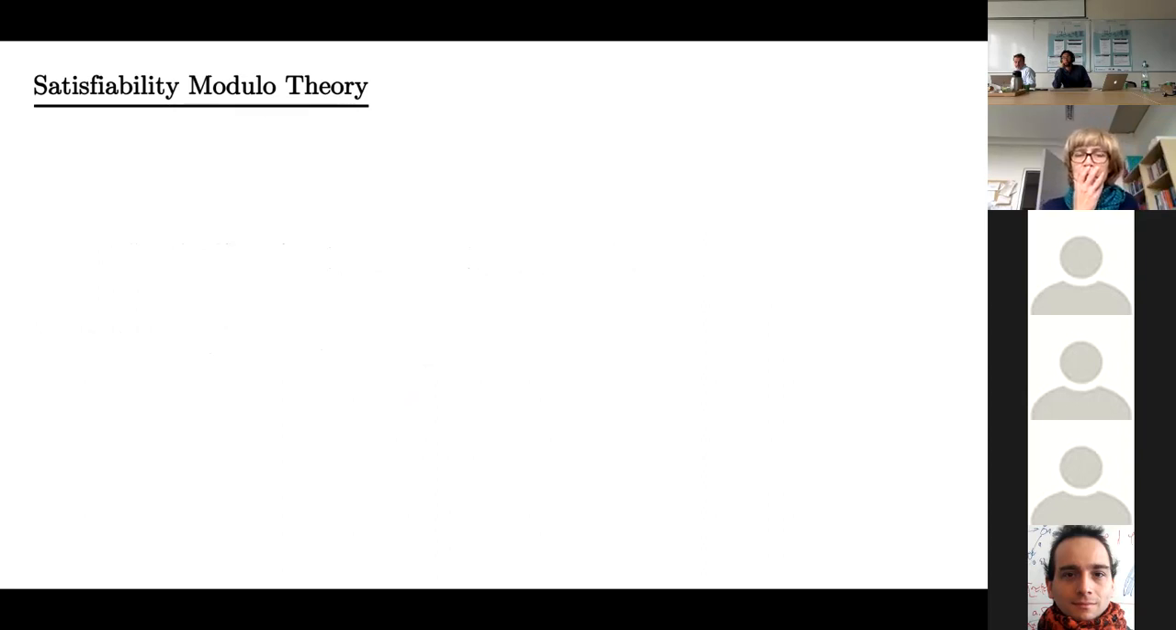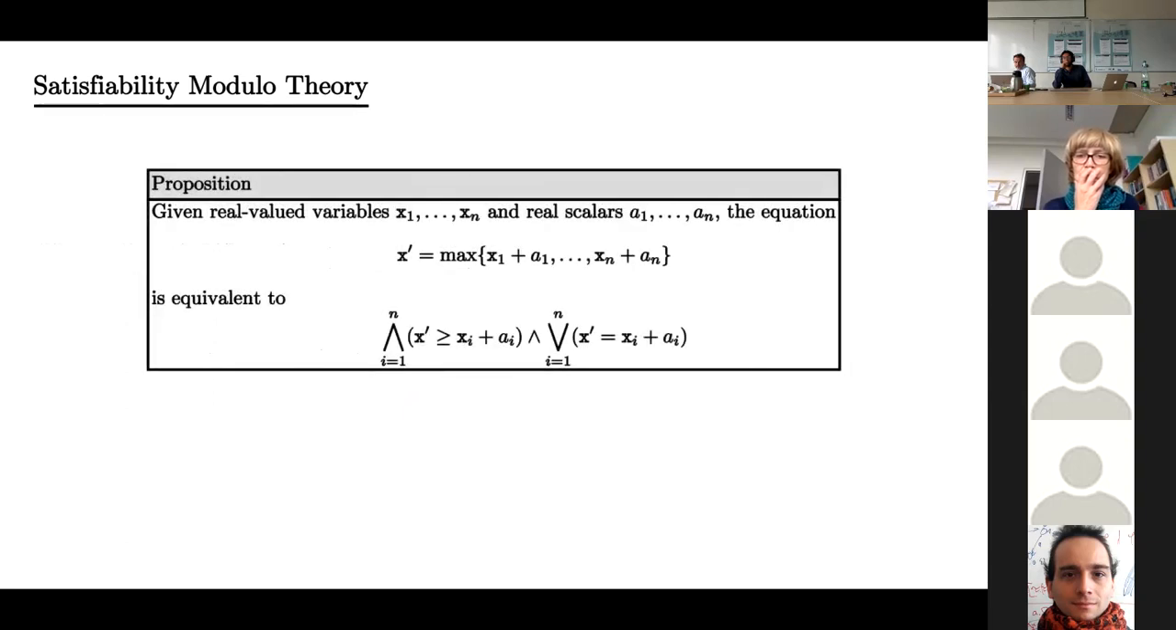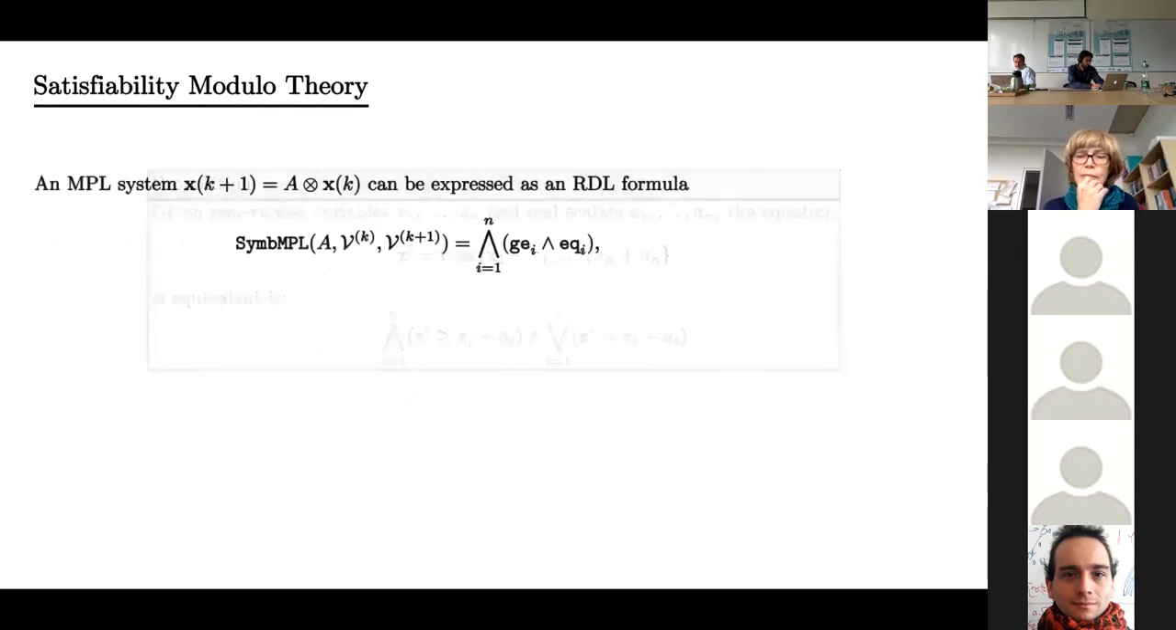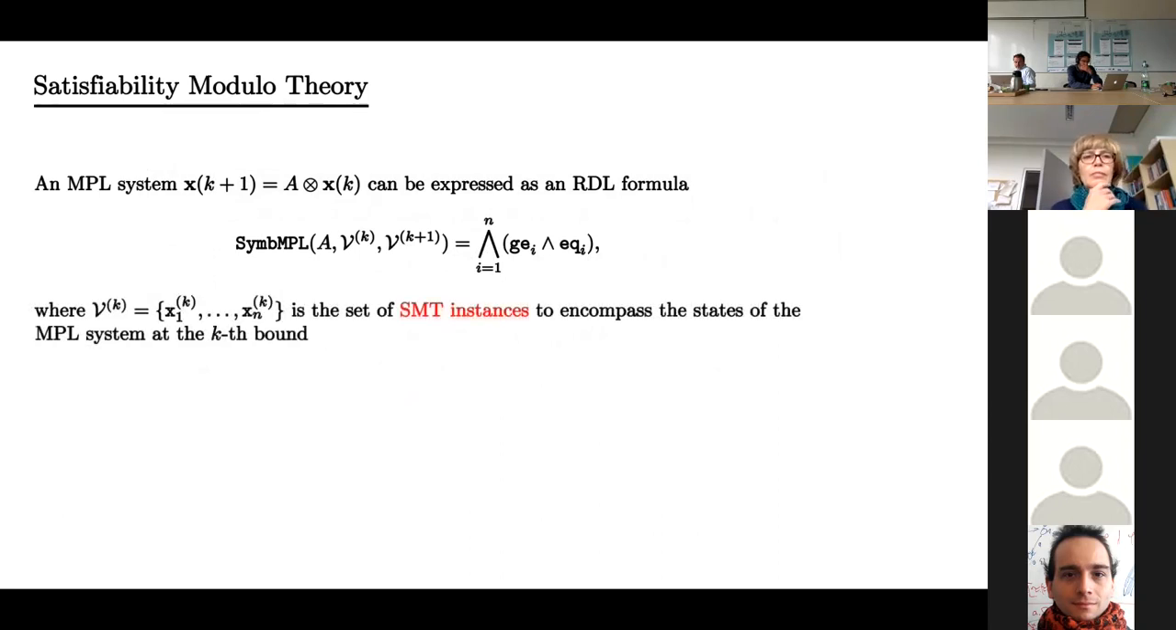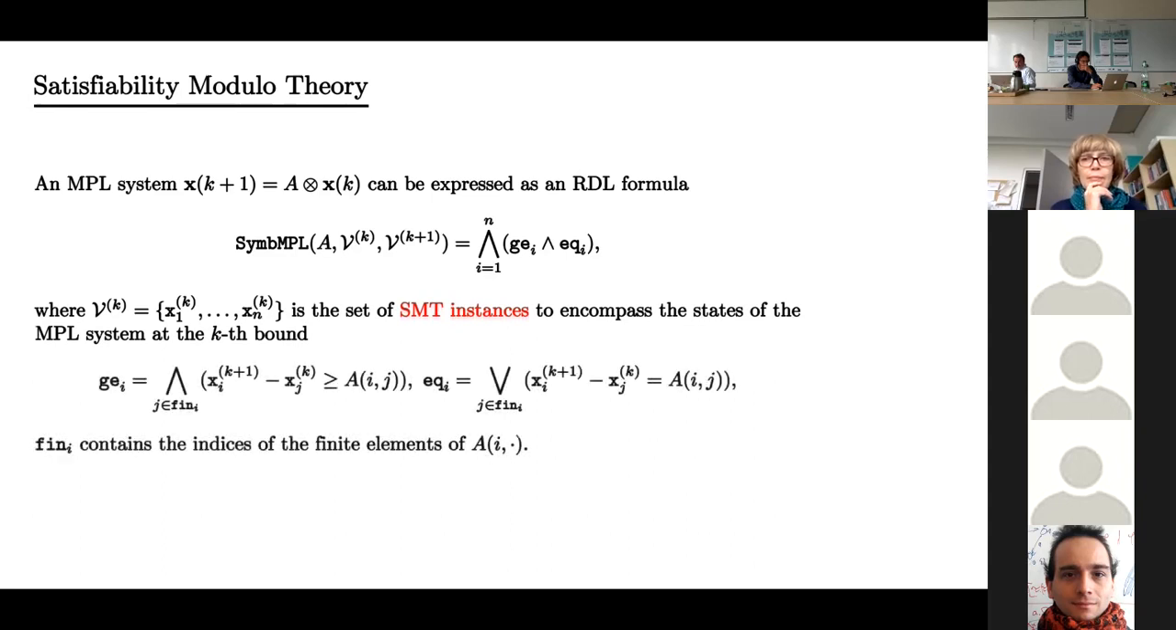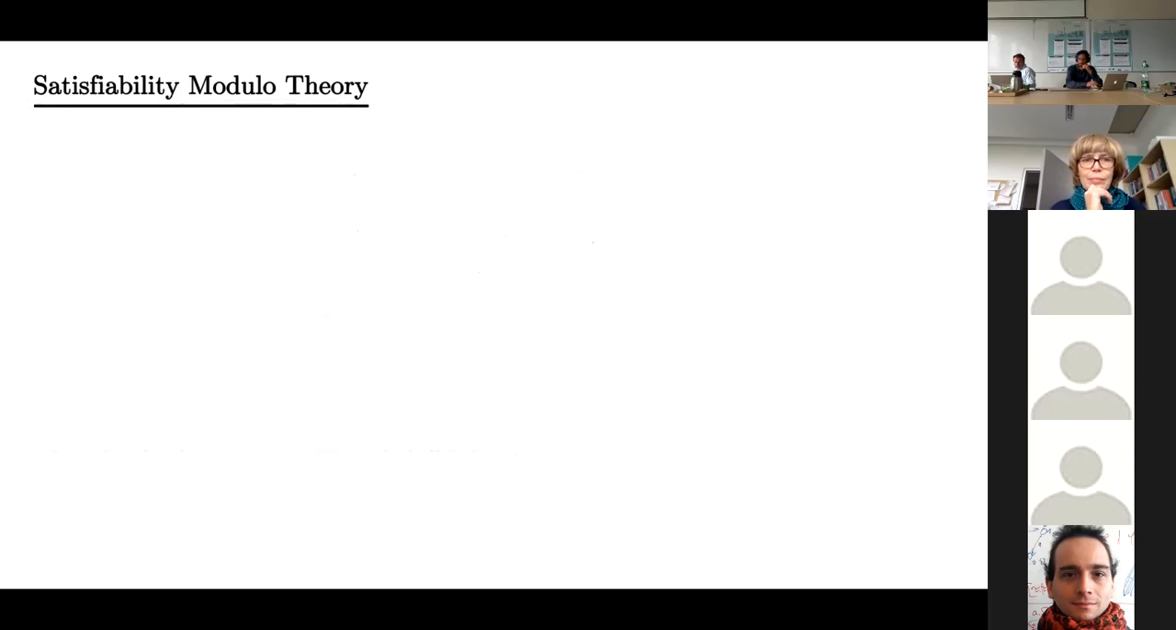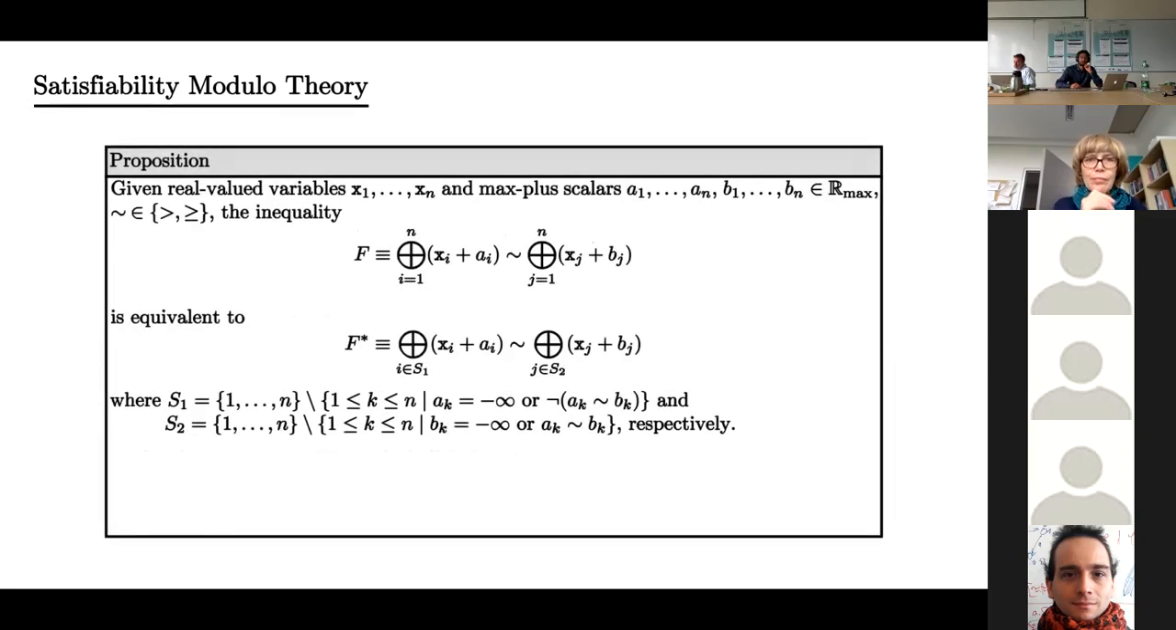I will show that the syntax of max-plus algebra can be expressed in RDL. First, the max-plus operation can be expressed as an RDL formula. As a result, each MPL system can be expressed as an RDL formula as follows. We use this notation to denote the SMT variables representing the states of the MPL system at the K bound. Next, any max-plus inequality can be expressed as an RDL formula. Here we have F to represent a max-plus inequality with the same set of variables.